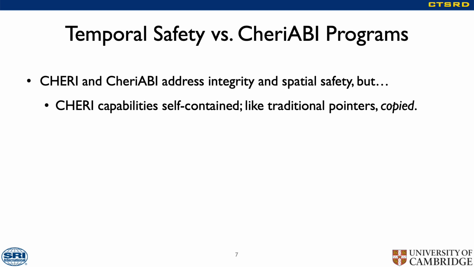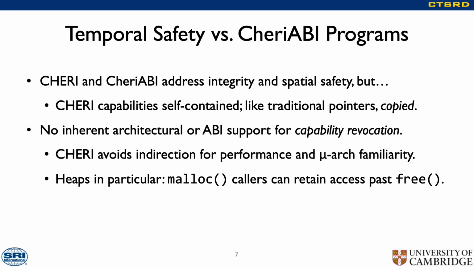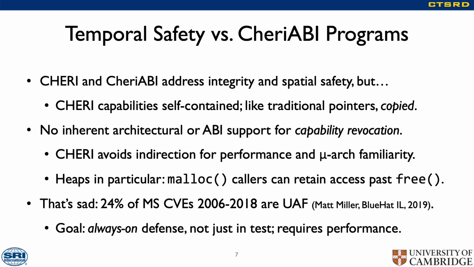Like integer pointers in traditional C implementations, CHERI capabilities are prolifically copied by CheriABI programs. By design, CHERI does not require indirection to interpret its capabilities, and the conceptual provenance tree is compressed to a single tag bit. These decisions increase performance and microarchitectural familiarity, but challenge revocation. In short, applications can still retain copies of capabilities handed to free, and so CheriABI risks not mitigating a large, often exploited class of vulnerabilities.